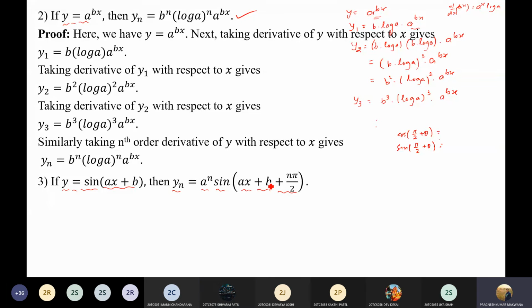Yes, anyone can say that the answer is cos(pi/2 + theta). So cos converts into sine, and here it is a negative sign: minus sine theta. Yes, here it is cos theta.